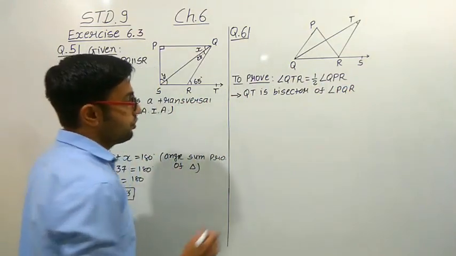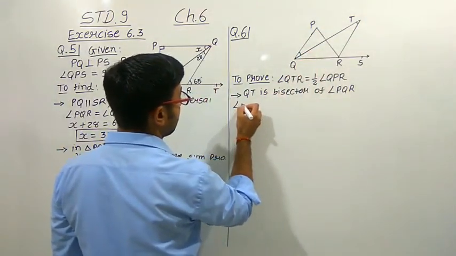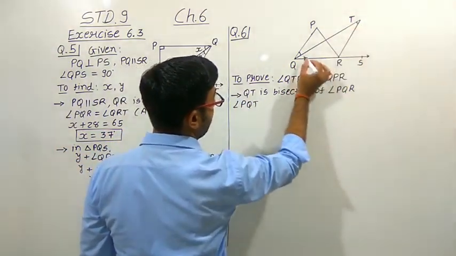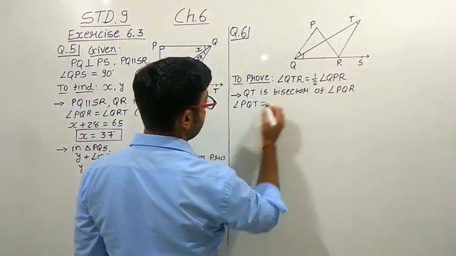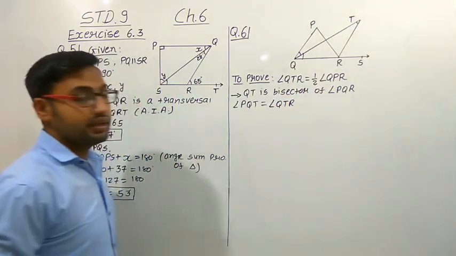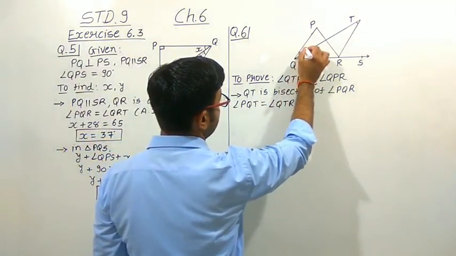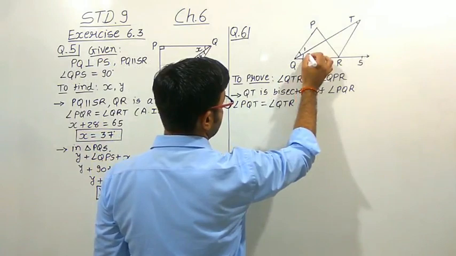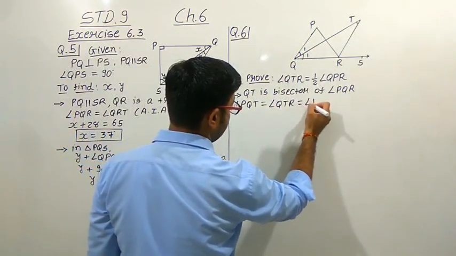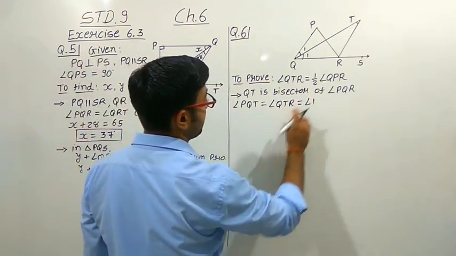Right? So we know that this angle PQT and this angle QPR, both angles will become equal. Let us take it as angle number 1. So this angle will also become angle number 1. So we are taking it as angle number 1. Okay.